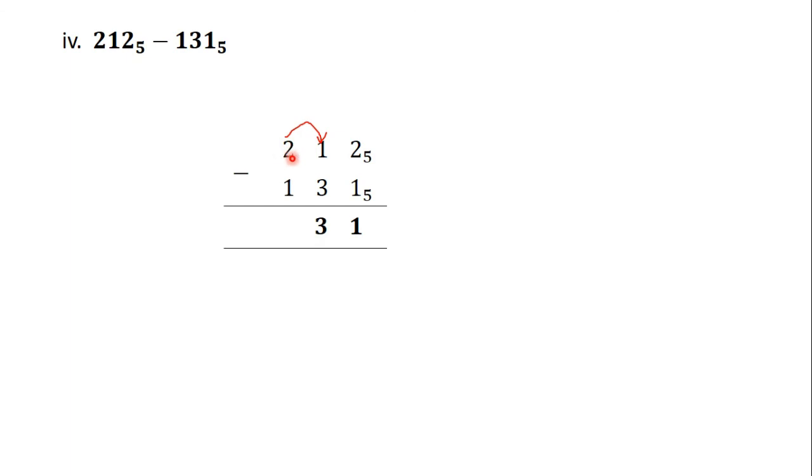Here used to be 2. We borrowed 1 from this side to this side. So we are left with 1 here. 1 minus 1 will give us 0. Since 0 here will be the first number, it means that it is not significant. So we are not going to write that 0. So it means that our answer is 31 base 5. So 215 base 5 minus 131 base 5 will give us 31 base 5.